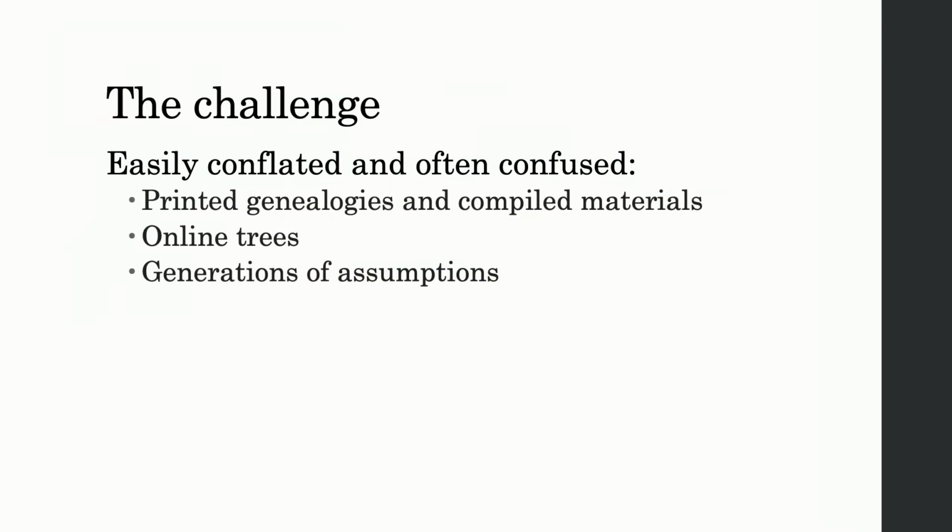In fact, this is a problem that genealogists have had ever since family history began as a study or a hobby or a pursuit. Printed genealogies and compiled materials conflated individuals. That information gets published and put into online trees, and what we have is essentially generations of assumptions. How many of you have ever had an online tree that's incorrect? I'm shocked. Well, the truth is we have to spend some time to figure out exactly how to ensure that we're not conflating individuals with the same name.